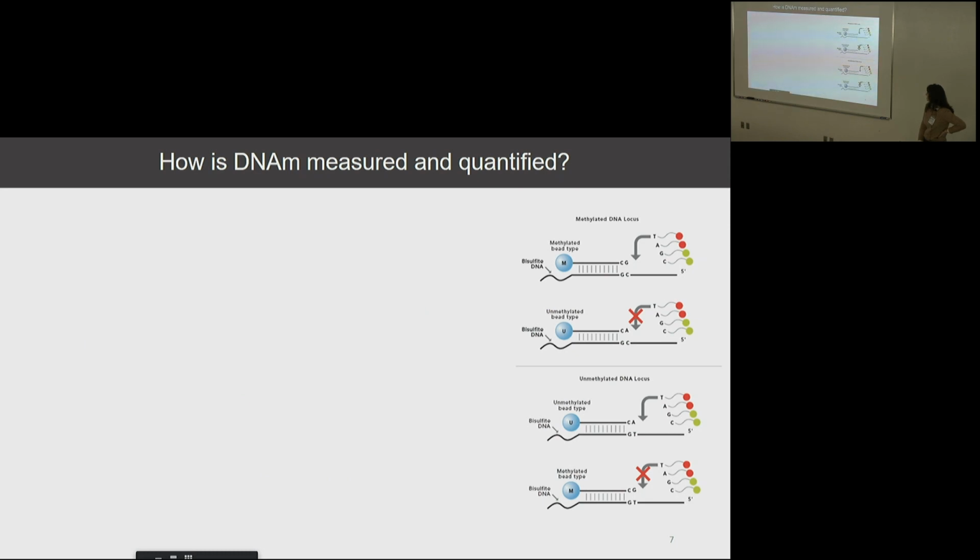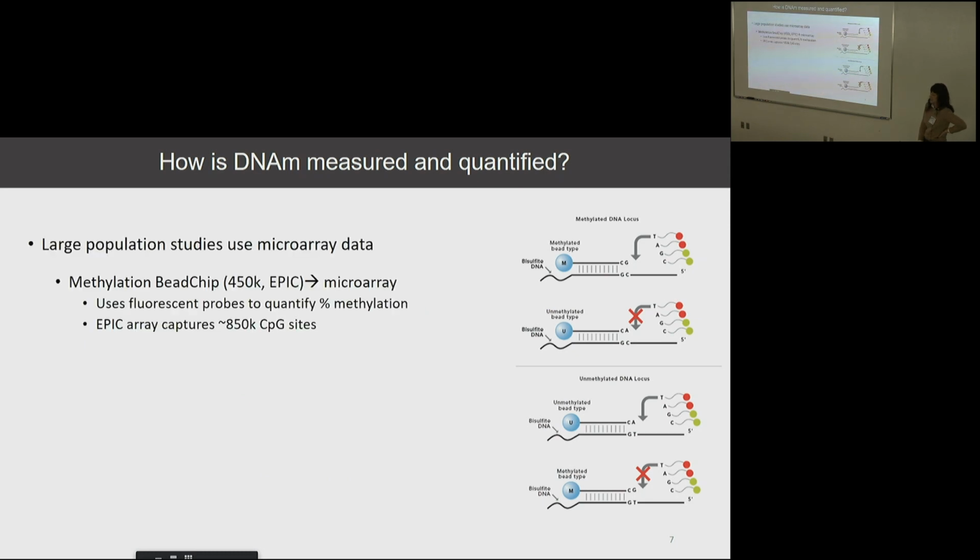So how is DNA methylation measured and quantified? In large population studies, they're going to use microarray data. So usually it's the methylation bead chip, the 450K. The most recent is the Epigenetic. So in these arrays, basically what they're doing is using fluorescent probes to quantify the percent methylation at a given CpG site. The Epigenetic now captures around 850,000 CpG sites. So that's the information space we're working with, about 850,000 sites.